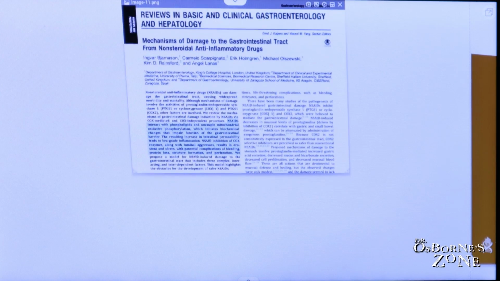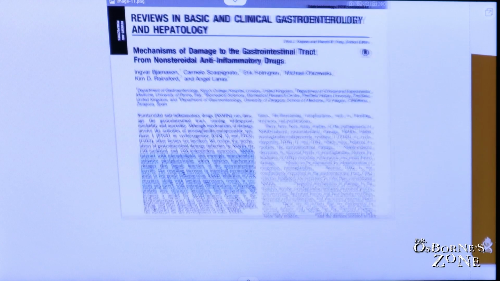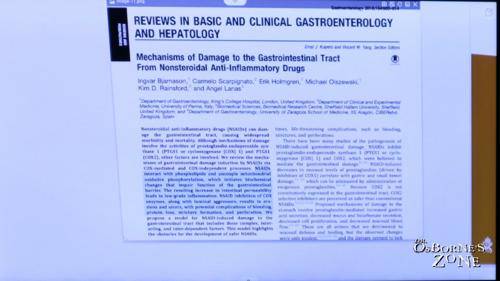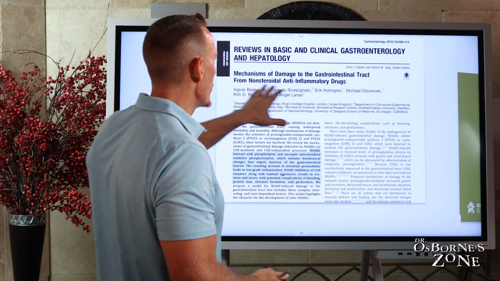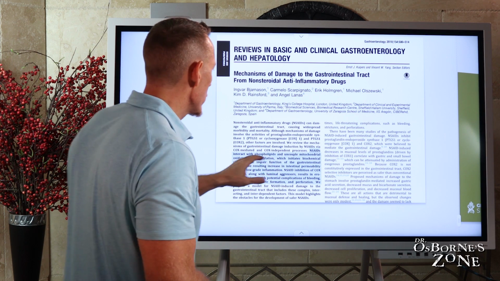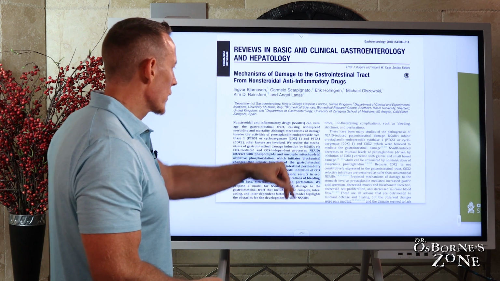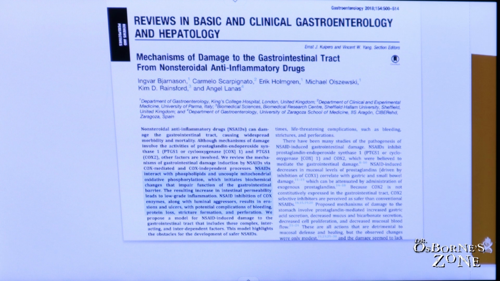So what I want to show you is just a little bit more in depth about that topic. This was a paper published recently, Mechanisms of Damage to the GI Tract from Non-Steroidal Anti-Inflammatory Drugs. You can see down here, NSAIDs, or non-steroidal anti-inflammatories, interact with phospholipids and couple mitochondrial oxidative phosphorylation, which initiates biochemical changes that impair function of the gastrointestinal barrier. That barrier is what protects you from leaky gut. The resulting increase in intestinal permeability leads to low-grade inflammation.